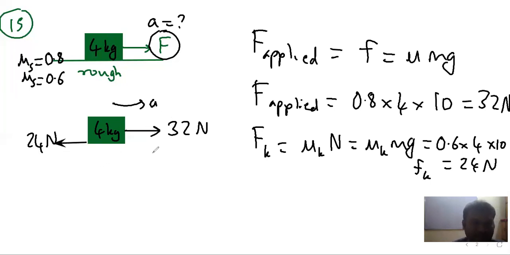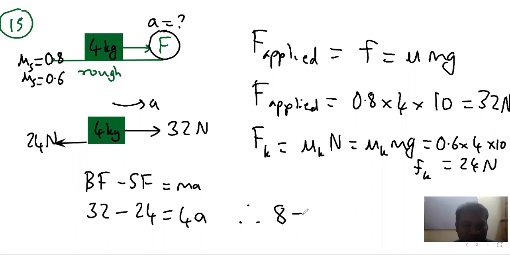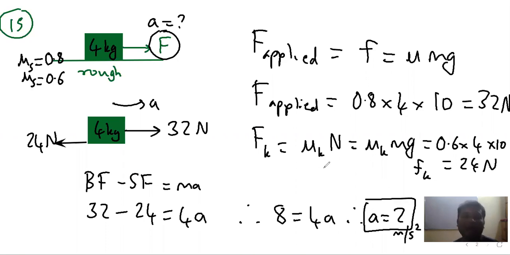So acceleration we can calculate. Let us do big force minus small force is equal to mass into acceleration. In this case we have the big force value, which is 32 minus 24 is equal to 4 into a. So 8 is equal to 4a, giving the value of acceleration a as 2 meter per second square. So the answer to this question is option C, 2 meter per second square.